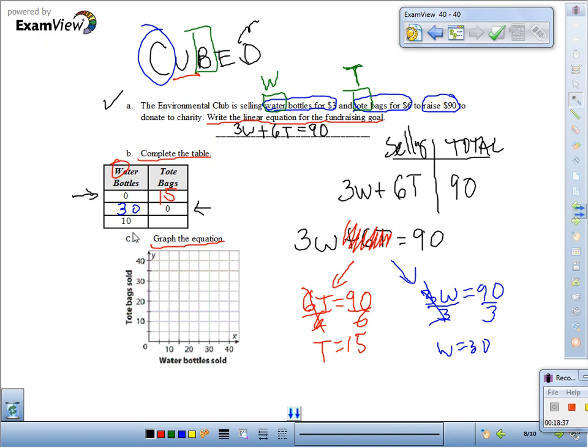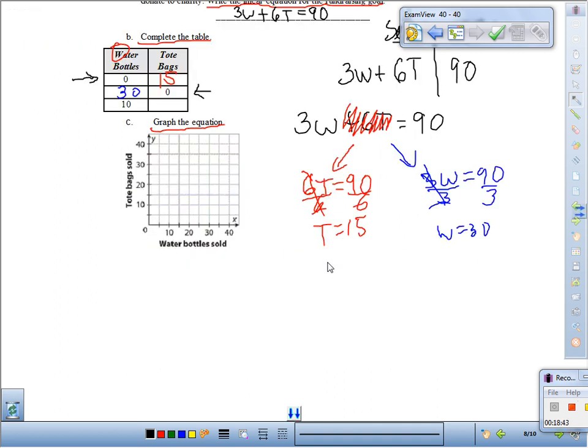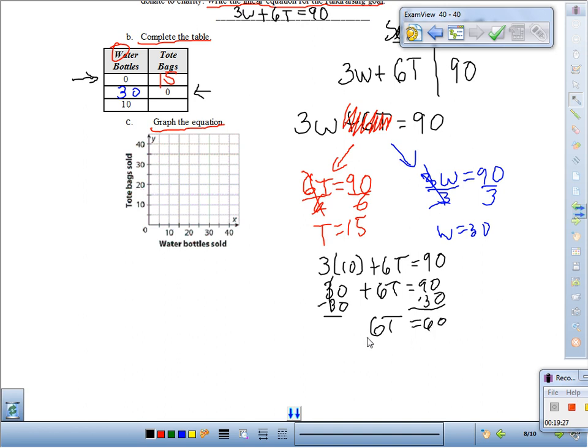Now, for 10, we're going to have to substitute into the original equation. So continue on. It's going to write 3, but instead of W, what is the value? Times 10 plus 6T equals 90. Finish it off, please. So this was 30 plus 6T equals 90, minus 30, minus 30. We got 6T equals 60. Get it? 60. Anyway, divide by 6, T equals 10. Hands if you got that. Okay, good? And that goes right there.